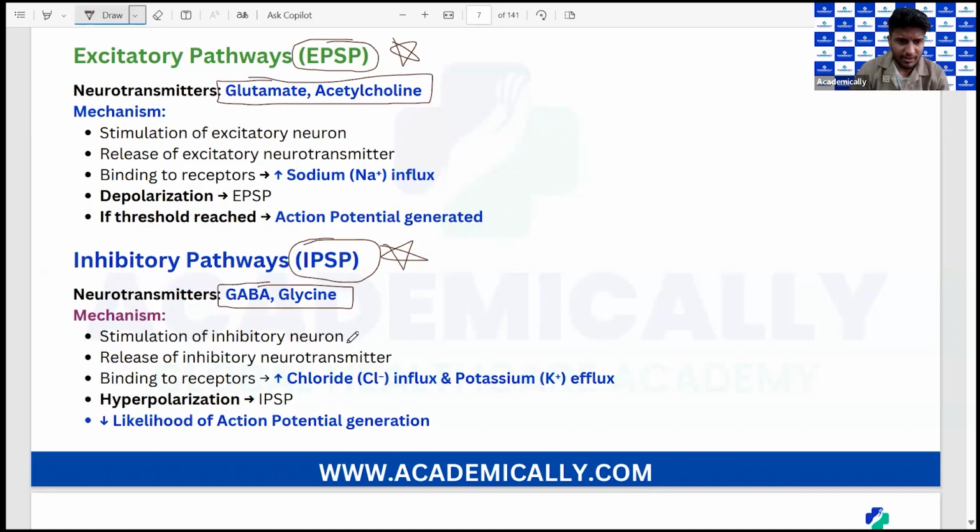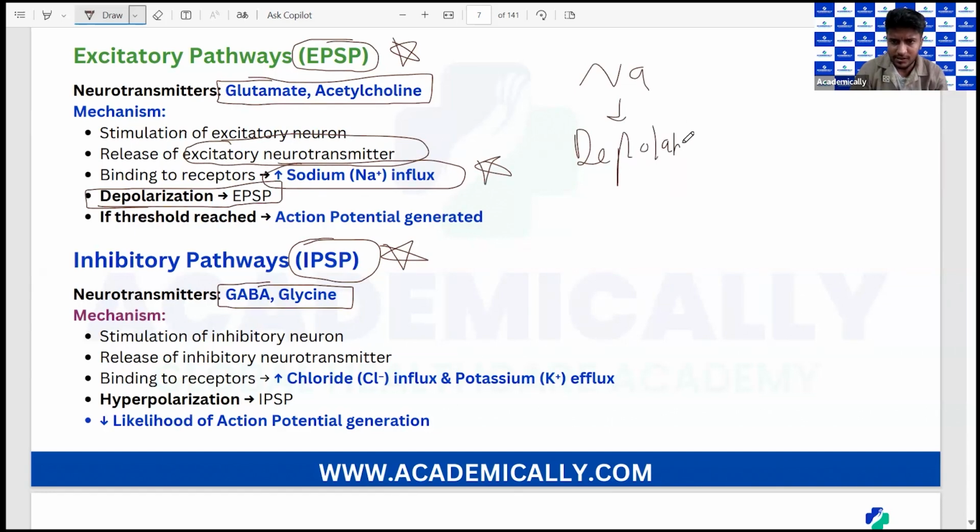Now, when I talk about the mechanism, it is release of the neurotransmitters and binding to the receptor, which leads to depolarization, that is sodium influx. And this depolarization generates EPSP. Simple. Sodium influx, depolarization, EPSP. Is it clear to all of us?